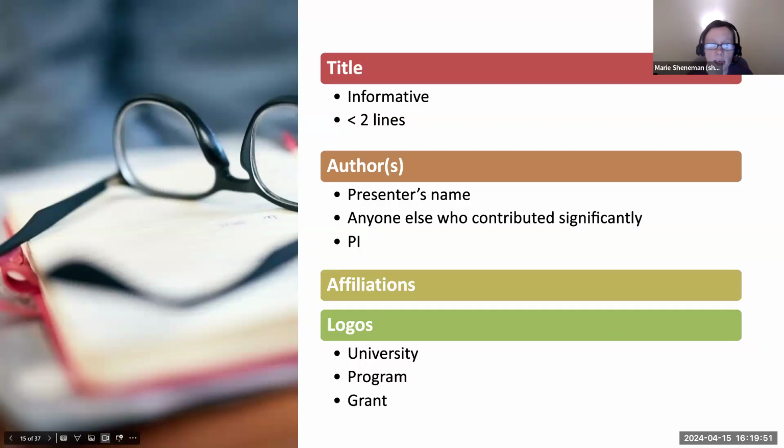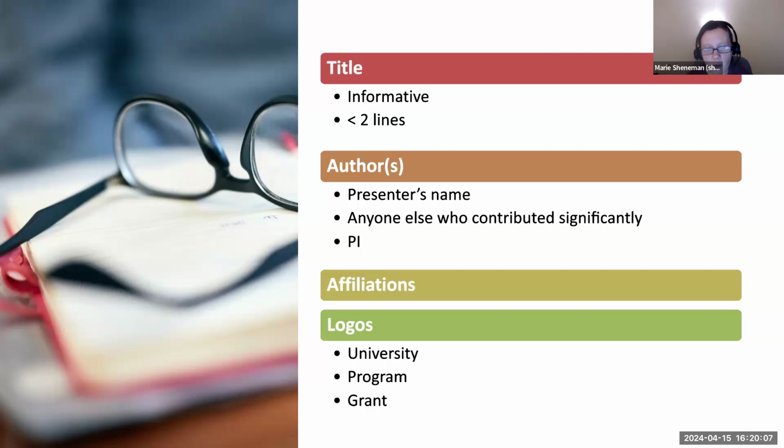You want people to understand what you're talking about. And ideally, you want it less than 2 lines of text. If it's more than that, then it takes up way too much space on your poster, takes way too long for people to read. So less than 2 lines is ideal.